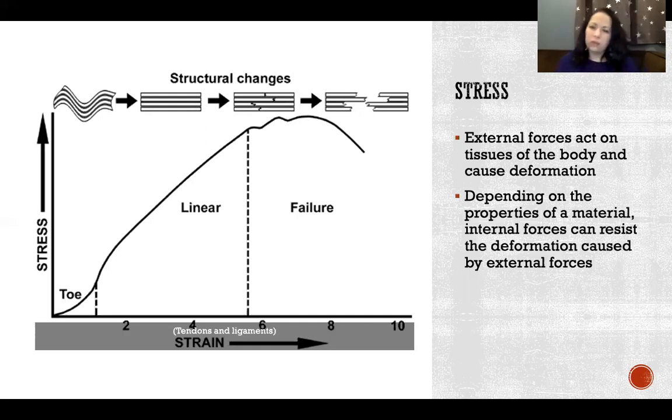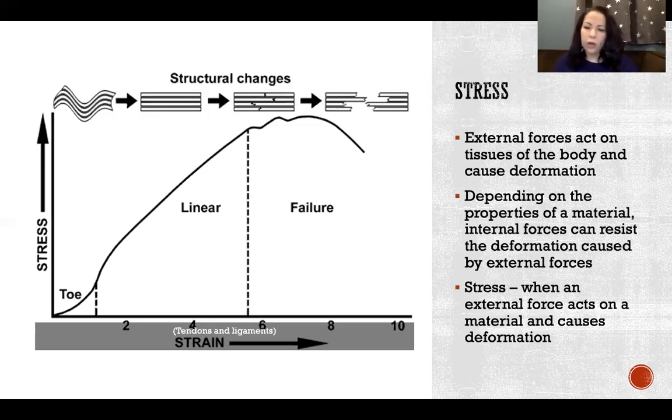The stress that is experienced in the tissues depends on the properties of the material, meaning the tissues, and how the internal forces can resist the deformation caused by the external forces. Essentially, external forces are applied to the body, so stress is being experienced in those tissues. In response to that externally applied force and the stress in the tissue, some amount of deformation may happen. And that's the strain, which I'll talk about in a separate video. Stress and strain are usually proportionate. Stress is applied to the body, and that causes some amount of deformation, which is the strain.